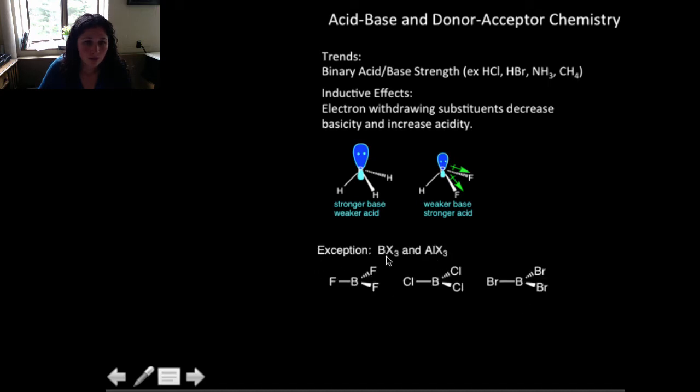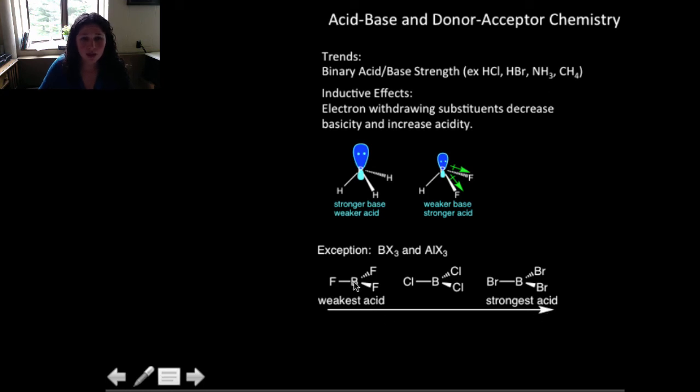A major exception is BX3 or AlX3. These are common catalysts that you've probably seen in organic chemistry. They're Lewis acids because the boron and the aluminum are 6 electron species, and they are electron deficient, so they will accept electron pairs and act as Lewis acids. So based on the inductive effects of these electronegative elements, you might expect that BF3 would be the most acidic and BBr3 would be the least acidic. But in contrast to what you'd expect, the weakest acid is actually BF3 and the strongest acid is BBr3.